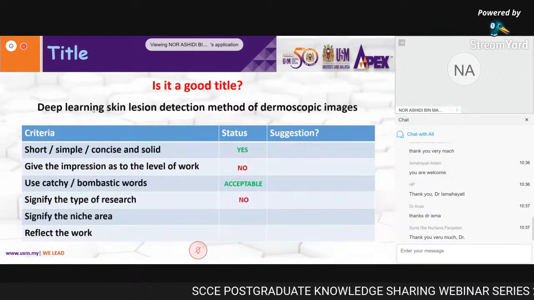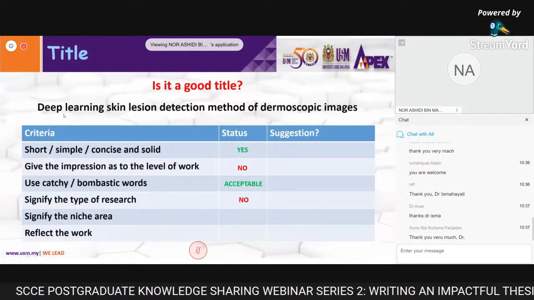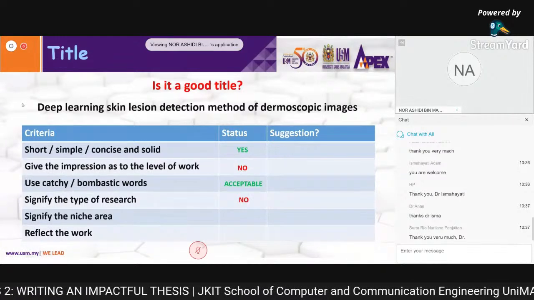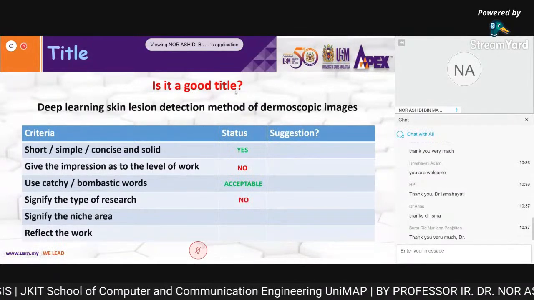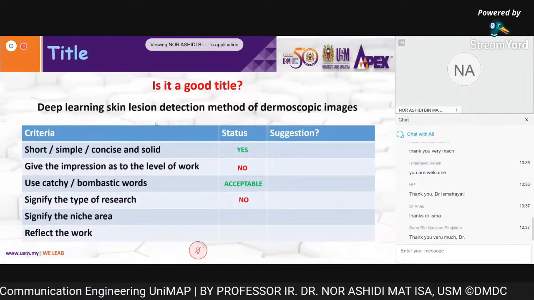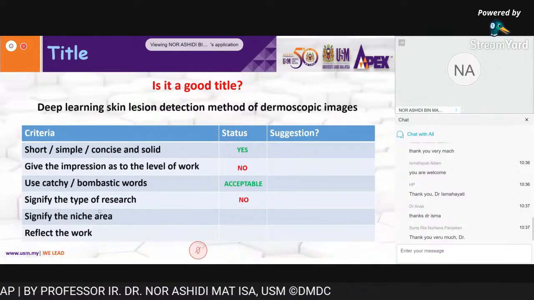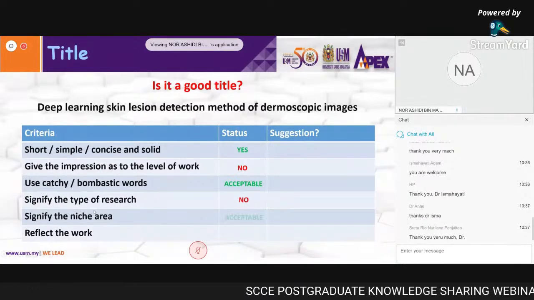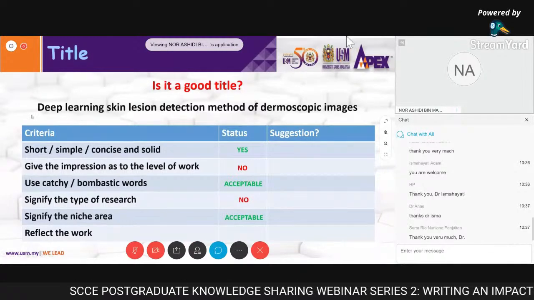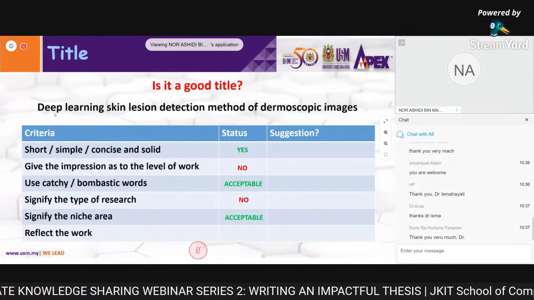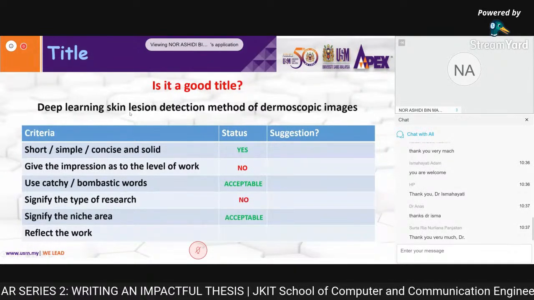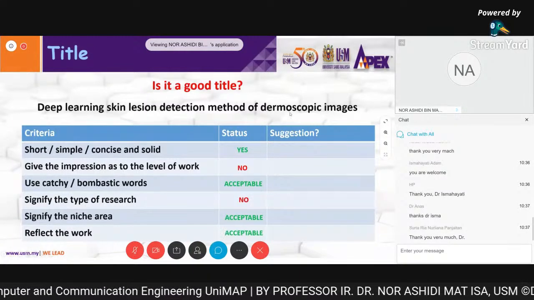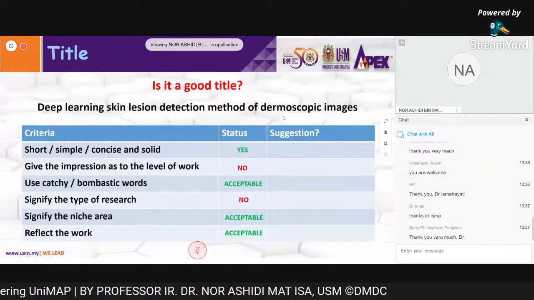No. We don't know whether he or she wants to, as I mentioned, focus on the fundamental, which is to develop or modify the deep learning, or to develop applied detection methods. So the type of research is not clear. Niche area is acceptable, because we know he or she wants to focus on deep learning for the detection system for dermoscopic images. Reflecting the work is acceptable, because we know that he or she wants to focus on dermoscopy.